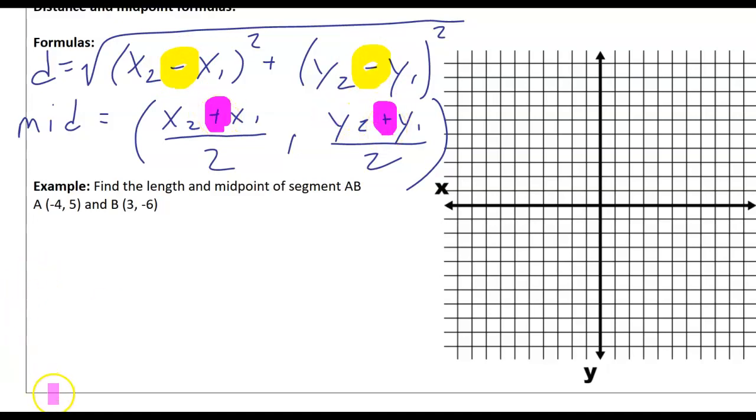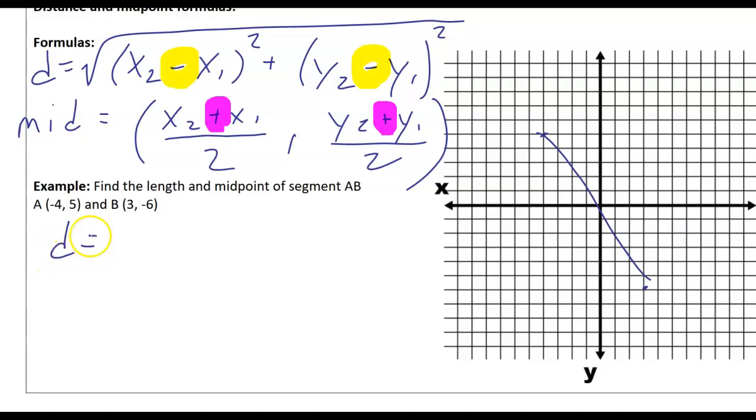You'll have a chance to practice these on your homework. And then we'll just do a quick algebraic example. So A is negative 4 comma 5. You guys know how to plot these points. And then B is 3 comma negative 6. So here's my segment. And we're looking for the distance and the midpoint.